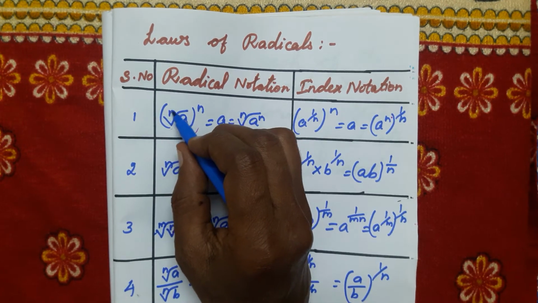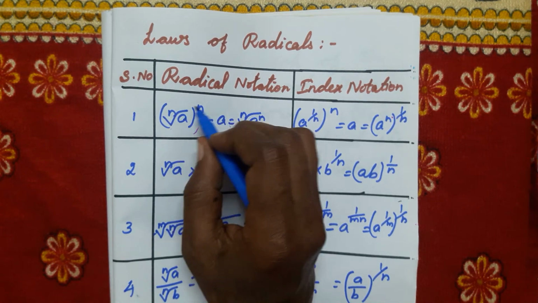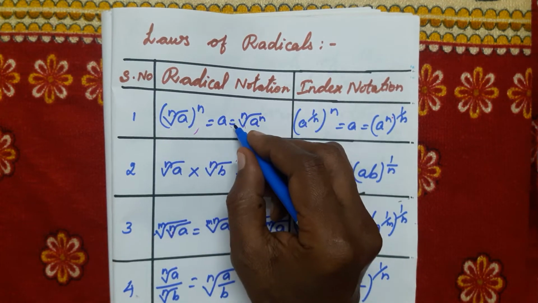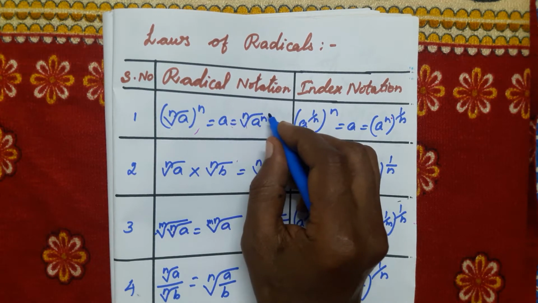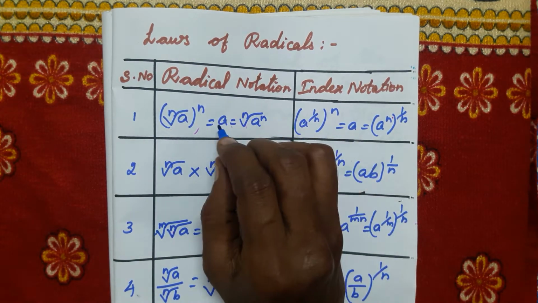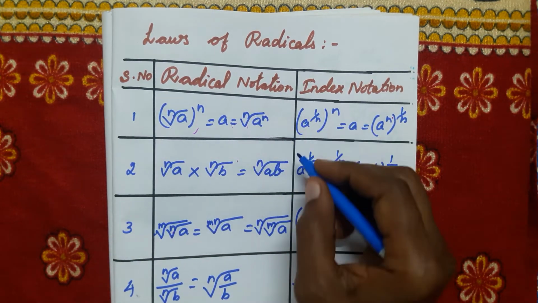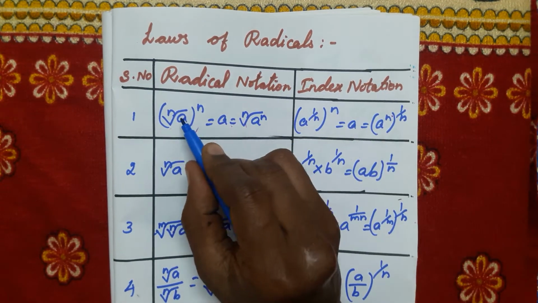Here, what is the order? N. Power also n. Both are the same, which means we can write a. Nth root of a, the whole power n is equal to a, is equal to nth root of a power n. This we can write in index form.